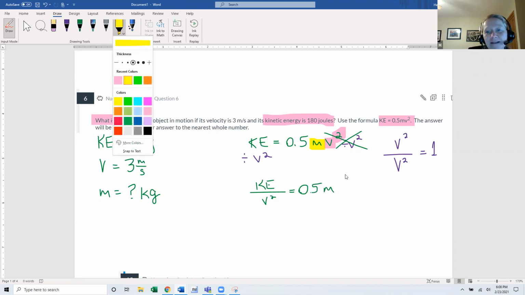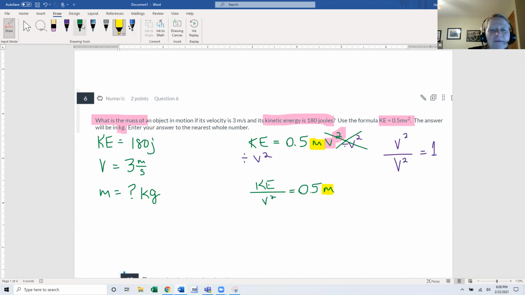Here's my m. I'm going to color code it so we can keep track of it. So now we're almost there. Now I have 0.5 m. I need to move the 0.5 away from the m. To do that, I need to divide 0.5 by something that forces it to be 1. What can I divide 0.5 by to equal 1? 0.5. Yeah, exactly. Perfect. So now we divide this by 0.5.